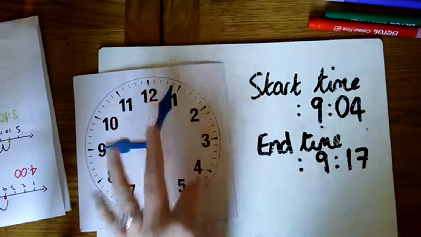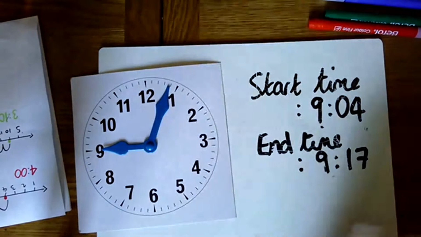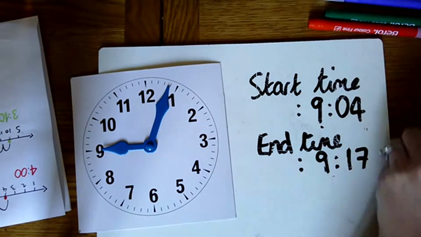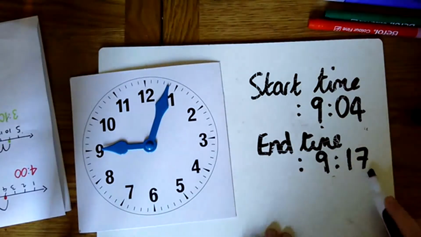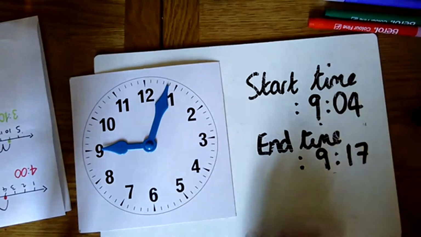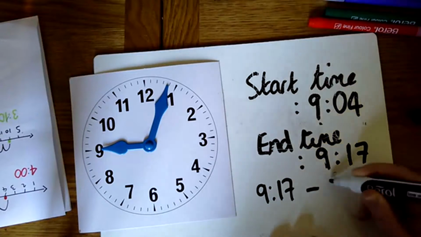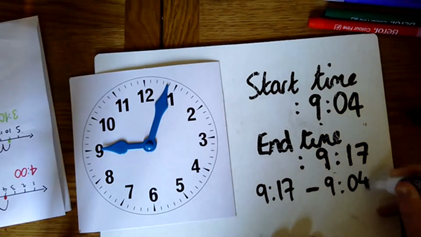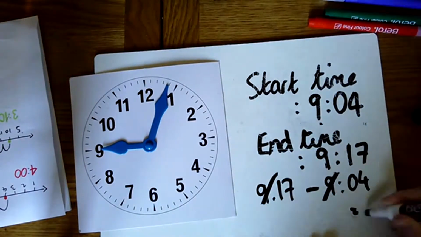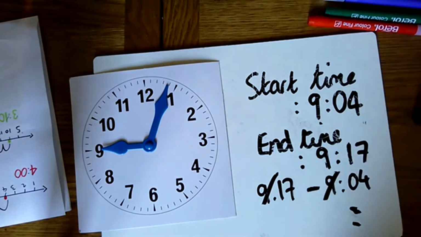You could count the individual minutes on the clock. It would probably take you a bit of time, and it would be quite difficult if you were looking at a number which was further around the clock. What I would suggest is that you subtract the start time from the end time. So you're going to take 9:17, and you're going to take away 9:04. We don't need to really worry about these 9s because we're in the same hour. So what we are just going to do is 17 take away 4.